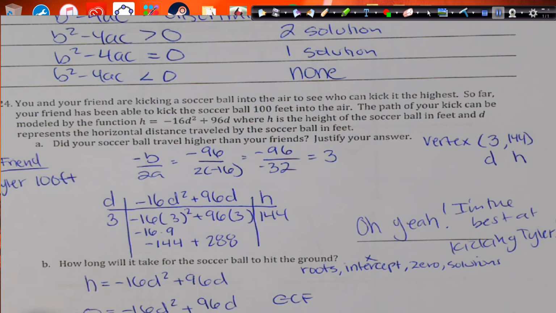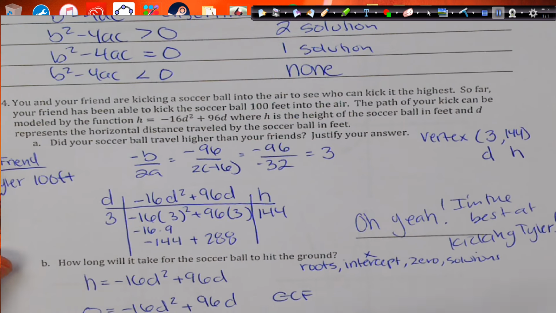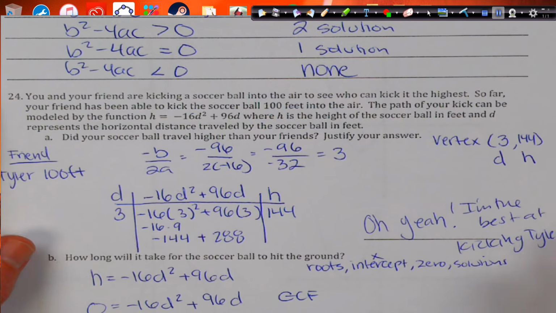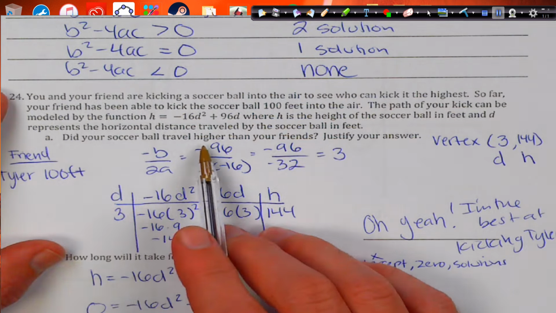The main thing, we talked about this one in class. I'll show you how to do this one. We talked about Tyler being our soccer ball instead. Sorry about that, Tyler. But did your soccer ball travel higher?